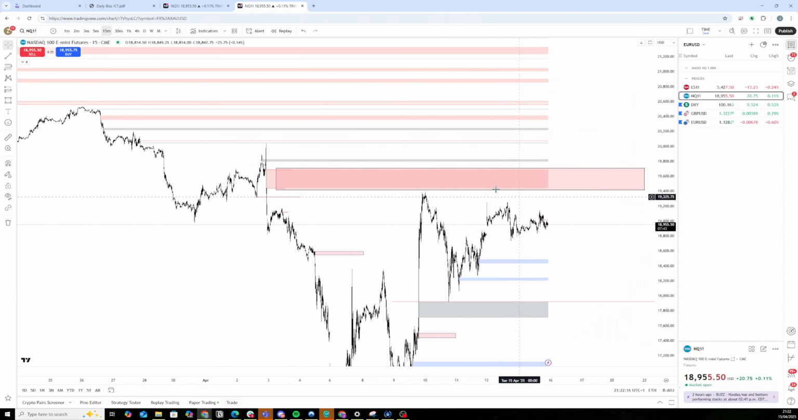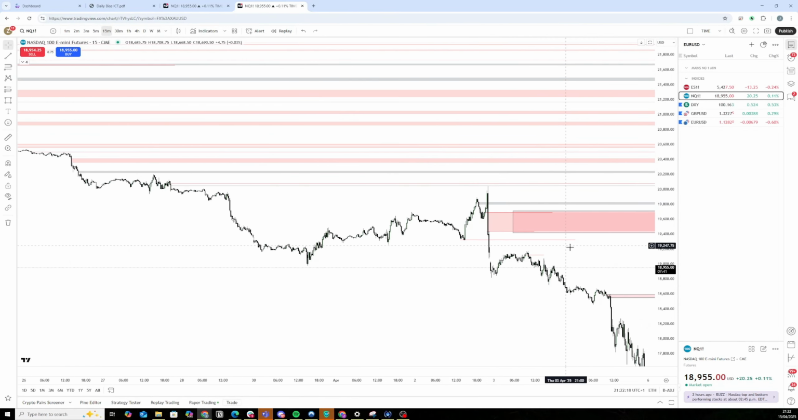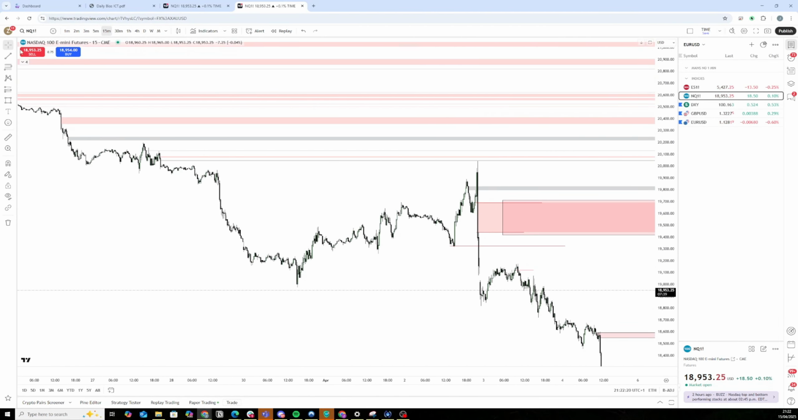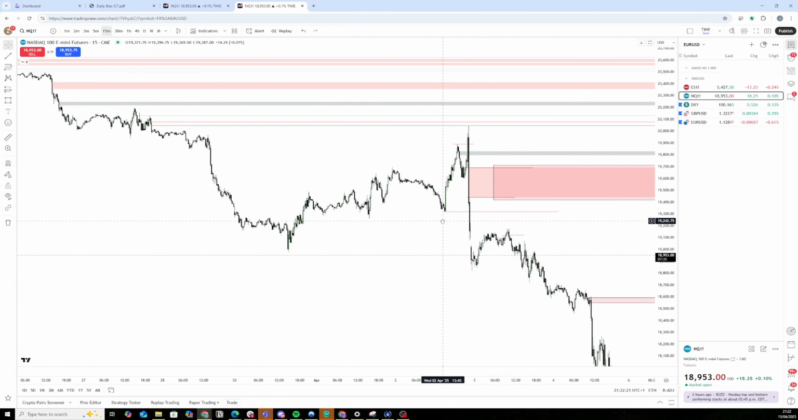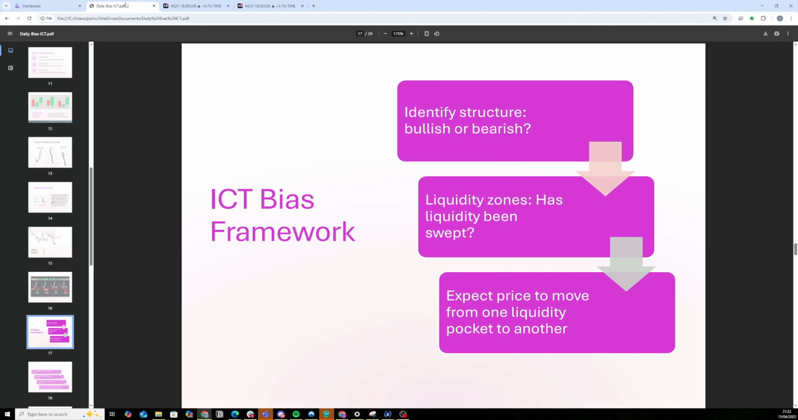So just go back to a chart. If we swept here, all right, so we got this big sweep here. Let's look at this wick. Let's say there was a liquidity pocket there. Then we can expect price to trade down into this sell side liquidity down here. Okay, we move from one liquidity point to another.